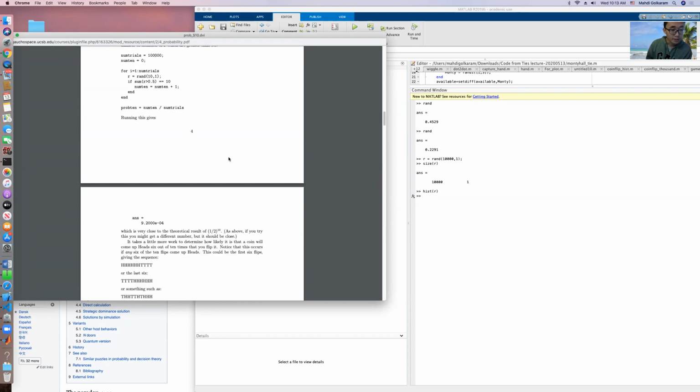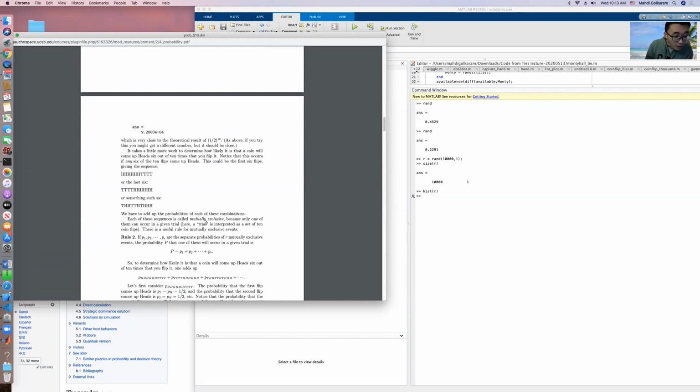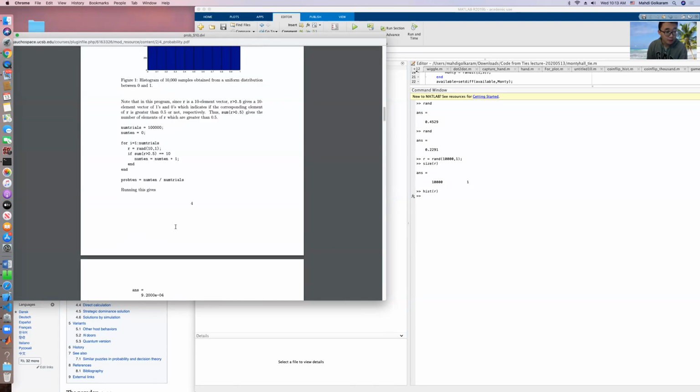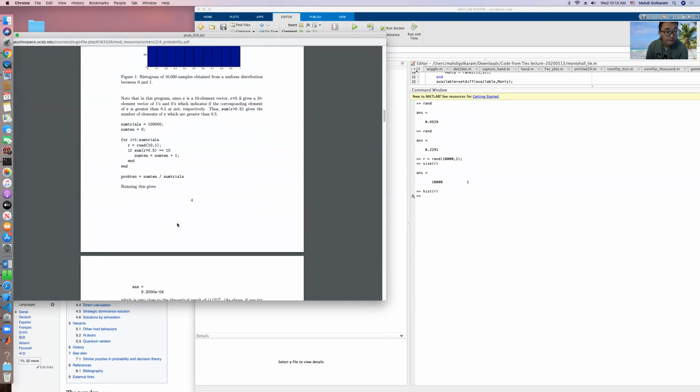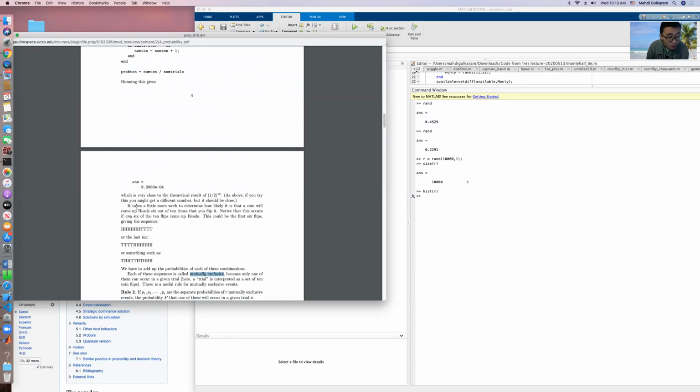So rule 2, we need something called mutually exclusive. So mutually exclusive means for each experimental trial, only one of the results can happen in a given trial. And let's think about the question: if we want to understand how likely it is for a coin to come up heads 6 times out of 10 times you flip it.